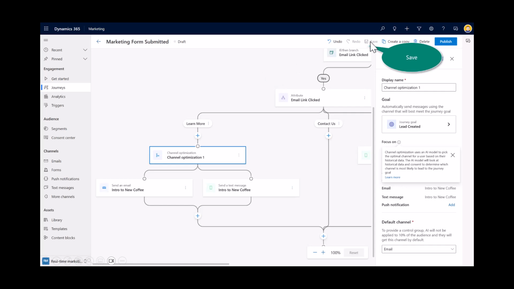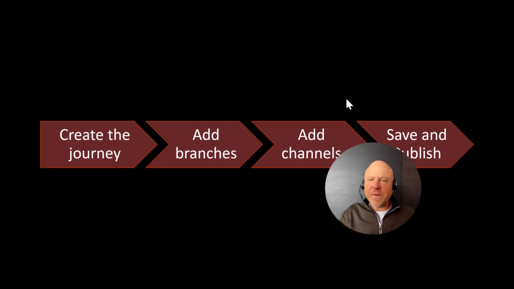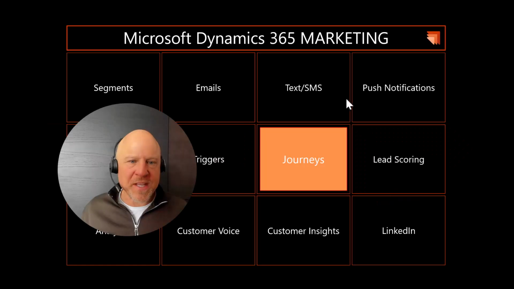When you're done, you'll hit save, and then of course at the end of this part, you would then publish your journey, when you're ready to put on those final touches. This video, again, was just to demonstrate the experience of creating a trigger-based journey. We started by creating the journey, we added branches, and then we added channels to the branch, and then we went ahead and saved and published that out.